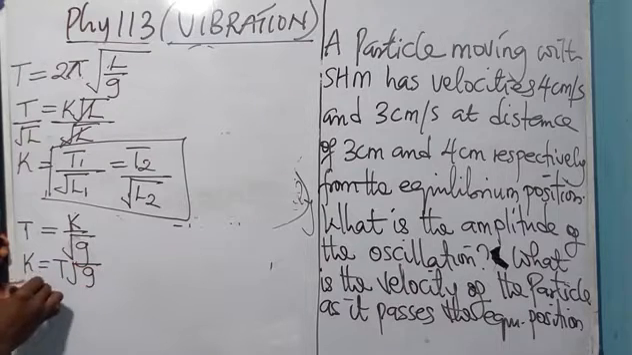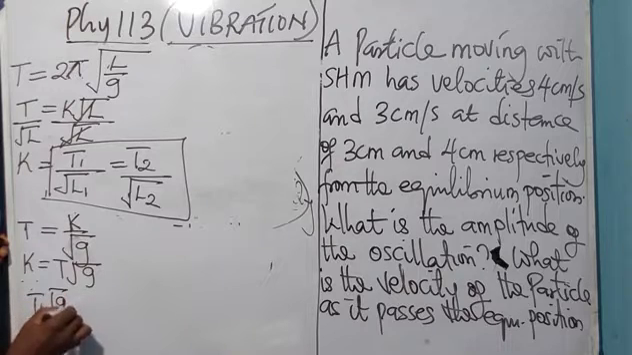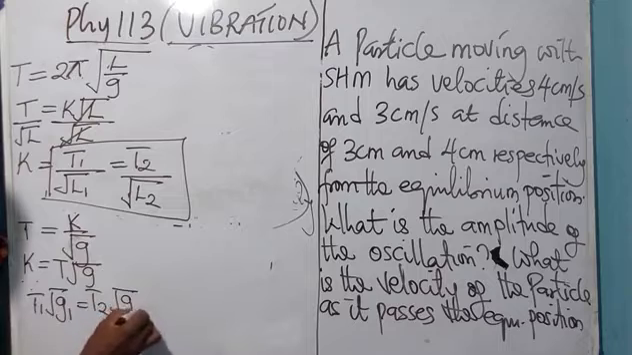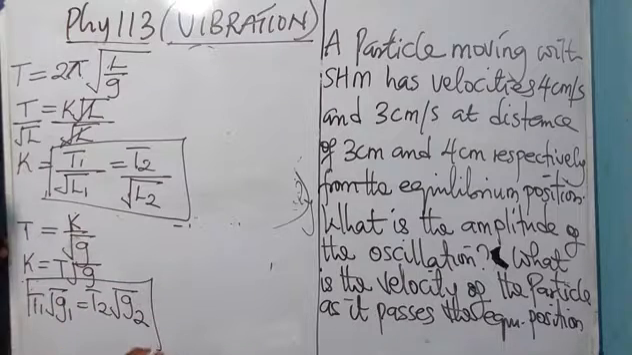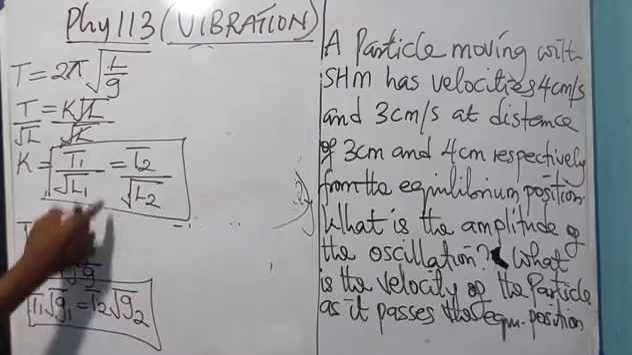Therefore, I'll say T1 square root G1 equals C2 square root G2. You can see that. Very, very important. Don't forget these formulas, okay?